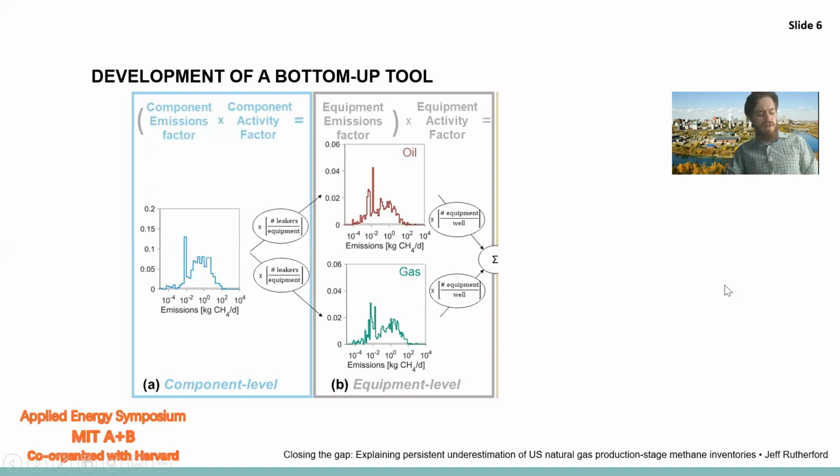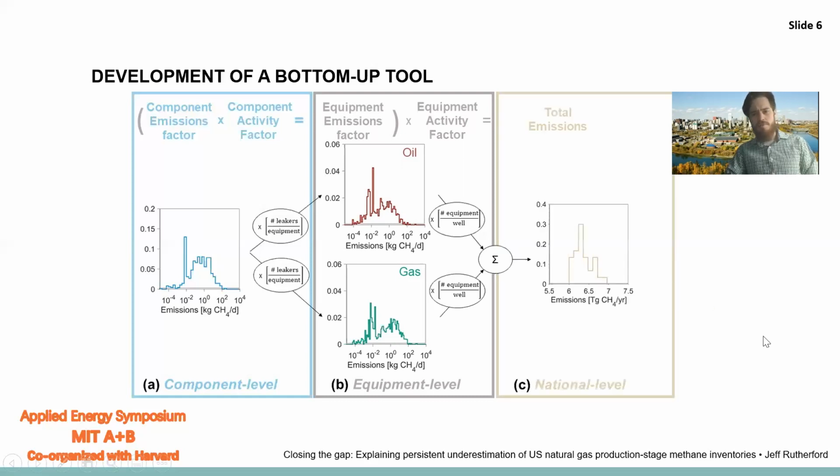Similarly to before, in order to extrapolate to the next level or nationally, we iteratively resample these distributions according to counts of wells and counts of other well pad equipment such as separators, dehydrators, etc. In this way, summing across all equipment, we can arrive at probability distributions of nation scale emissions.